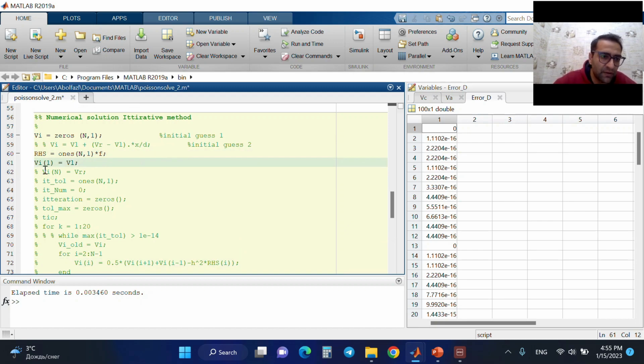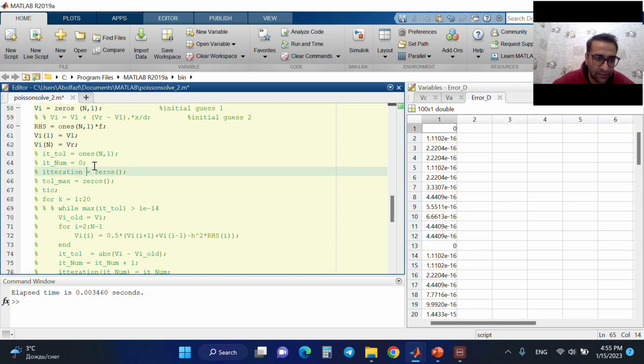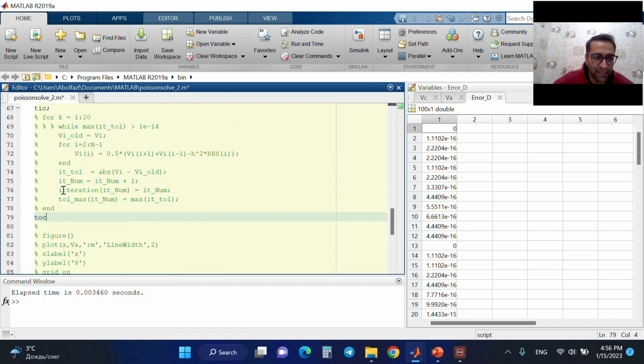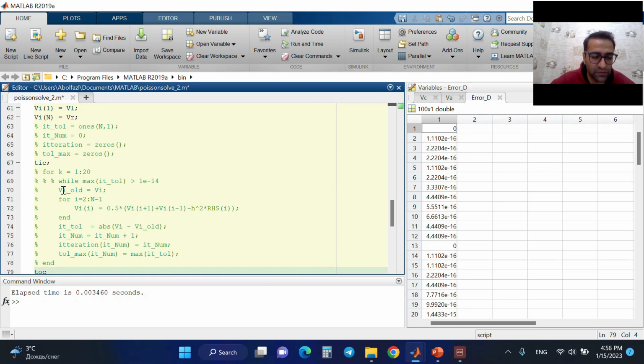And Control T, VI1 is V left boundary condition, and right boundary condition, VIN is V right, like previous. About iteration error, I will explain later. Let's skip this. Control T, TIC again. Well, remember the time of starting of the calculation, and this TOC will remember the end time of calculation, and by subtracting these two values, it gives you the time that it takes for calculation, like previous one.